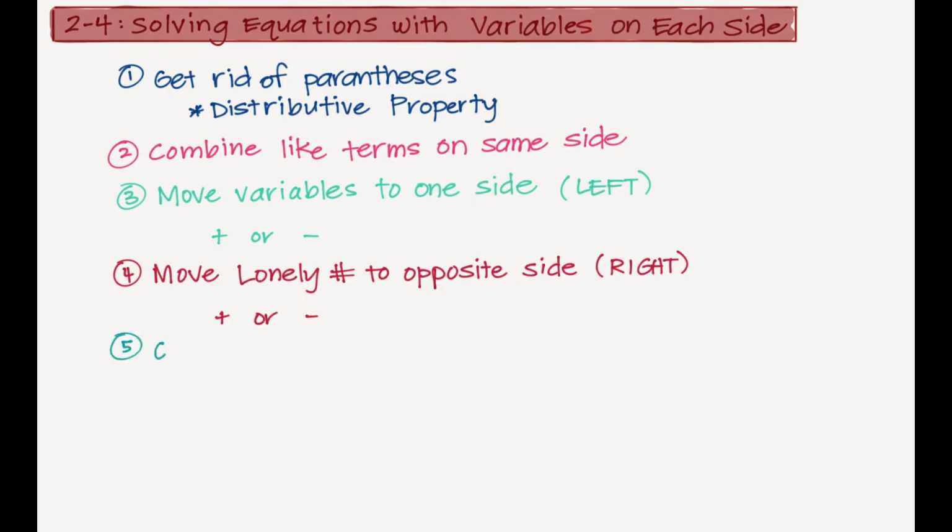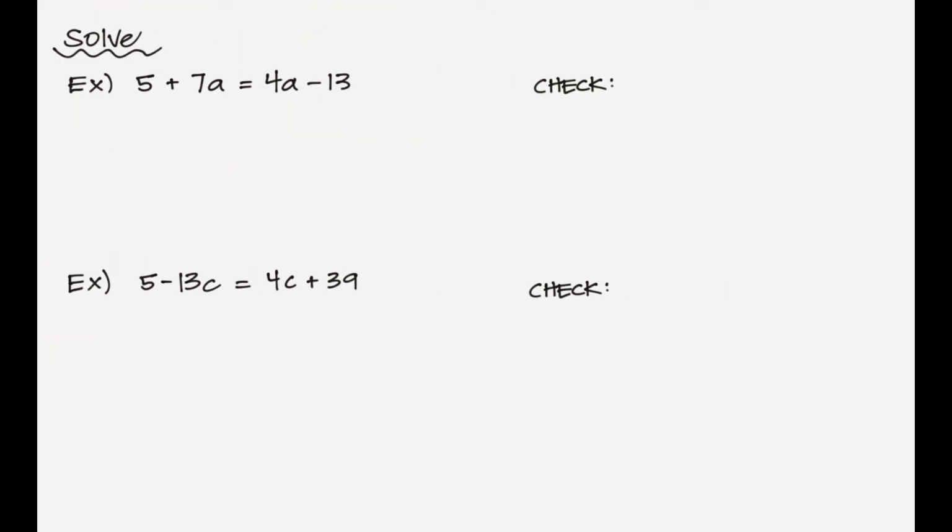And then your final step is to just get rid of that leech. So that number that is attached to the variable, and that's by either multiplying or dividing. So let's go ahead and do it.